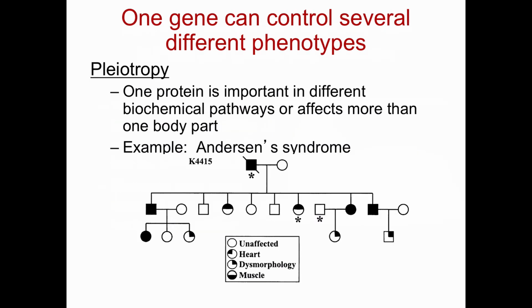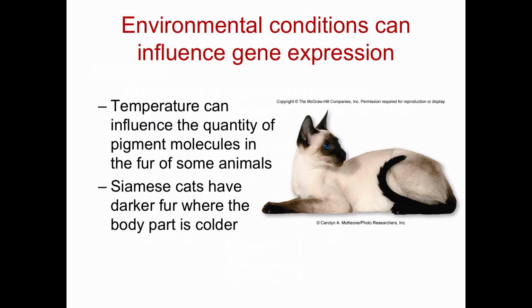This is back with pleiotropy, but it's showing us a unique thing. And this is when environmental conditions can influence gene expression. This is something we're learning a lot about, that the environment definitely plays a role with respect to how our genes are expressing. And we're seeing this more and more the more we learn about genetics.